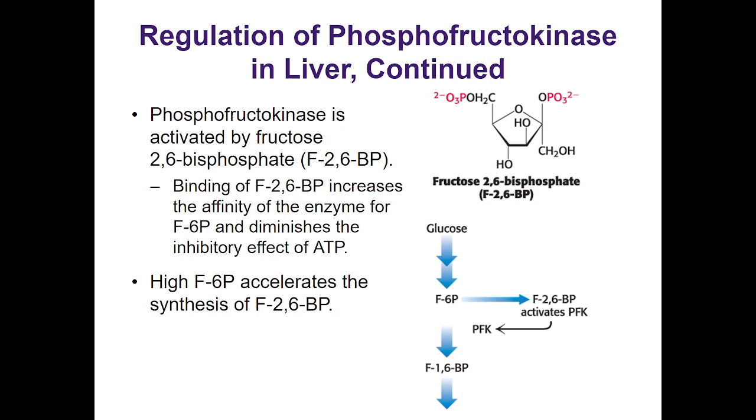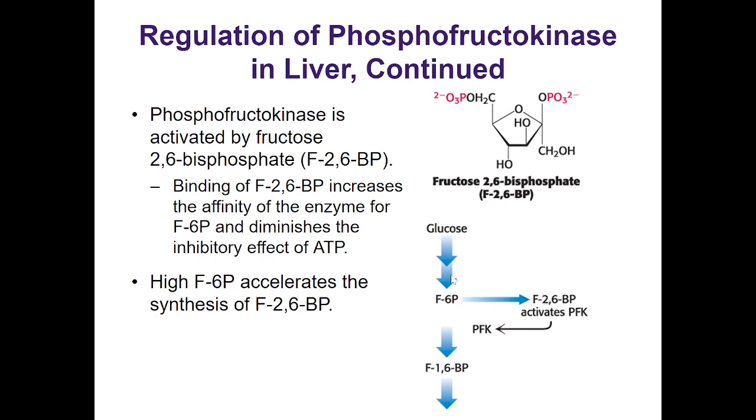The phosphofructokinase is going to be activated by fructose 2,6-bisphosphate, that's the F26BP. Binding of the F26BP is going to increase the affinity of the enzyme for the F6P and diminish the inhibitory effect of your ATP. And this actually summarizes that right here, in case you're wondering. And so that's going to be activating that PFK.